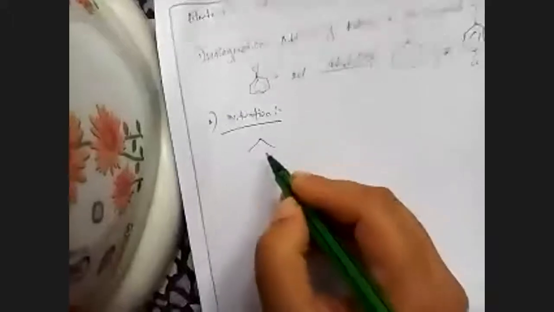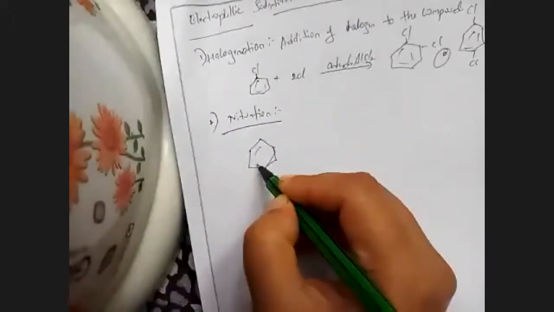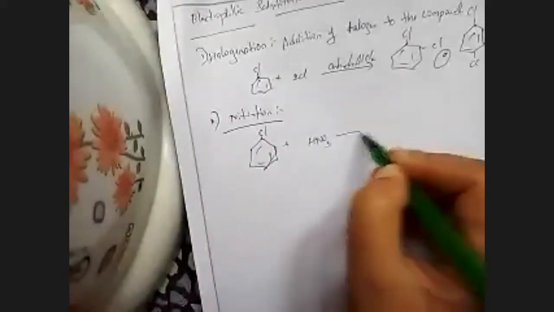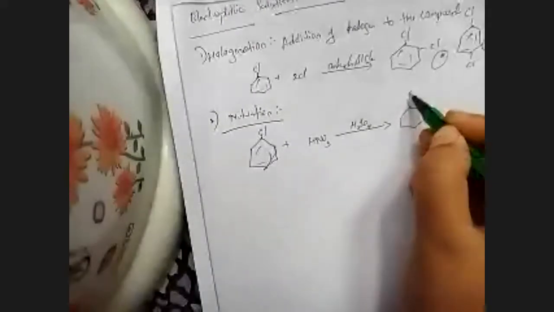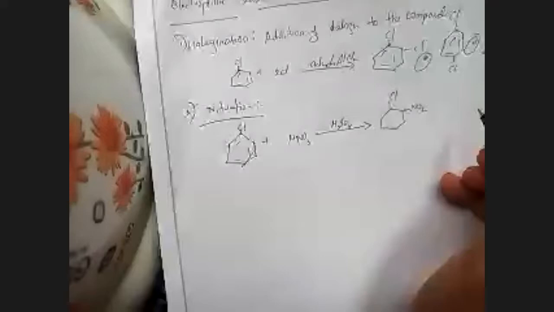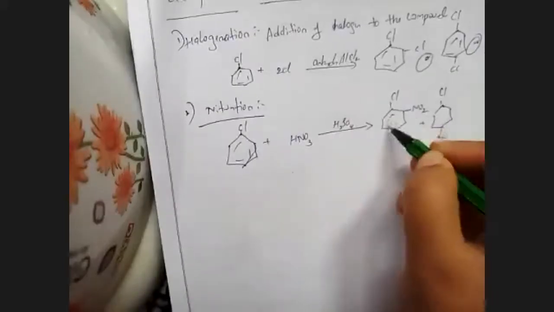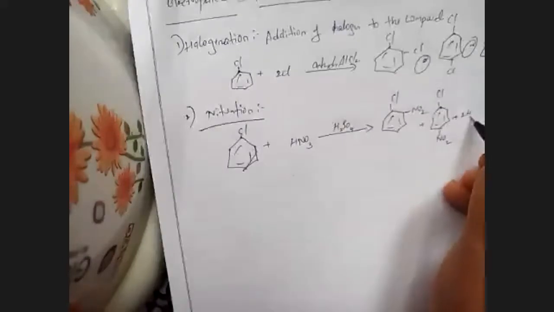Nitration means addition of a nitro group. Addition of a nitro group to chlorobenzene with HNO3 in the presence of sulfuric acid. So what you will get? The NO2 group. There will be a change in the position of the NO2 group, either para or meta, plus H2O. Okay.